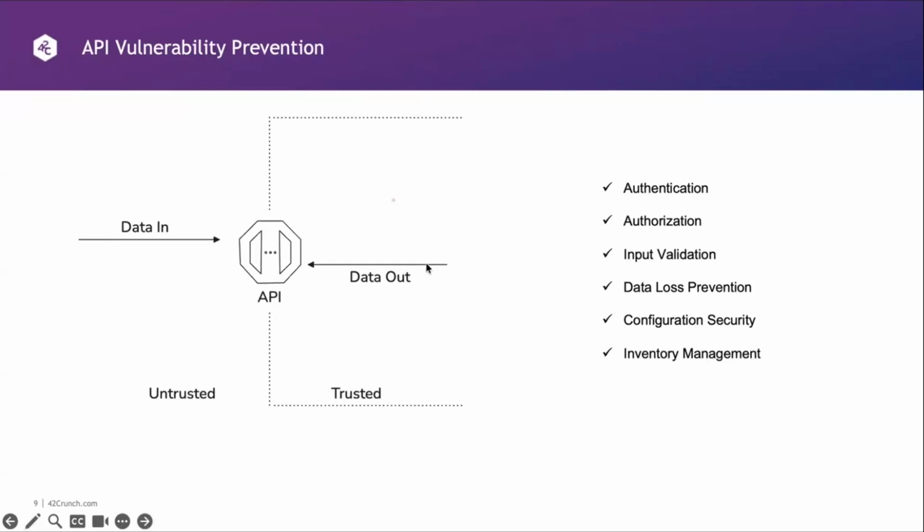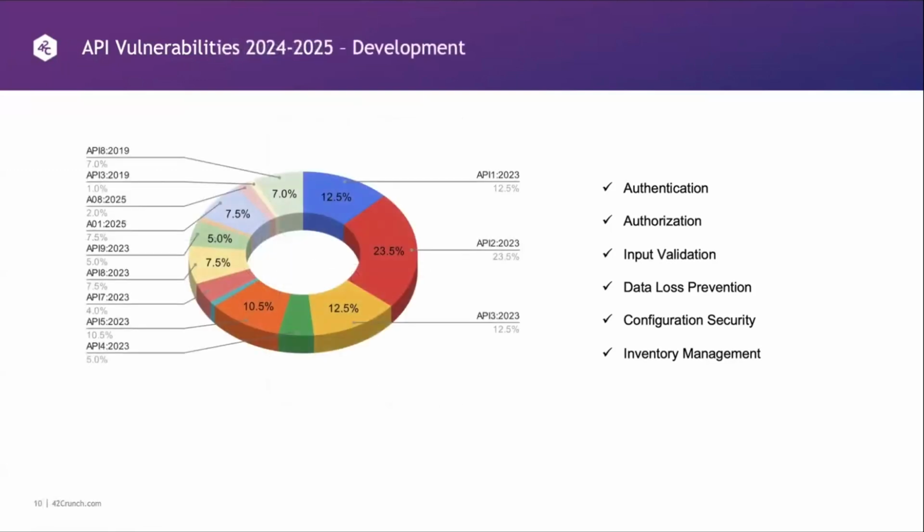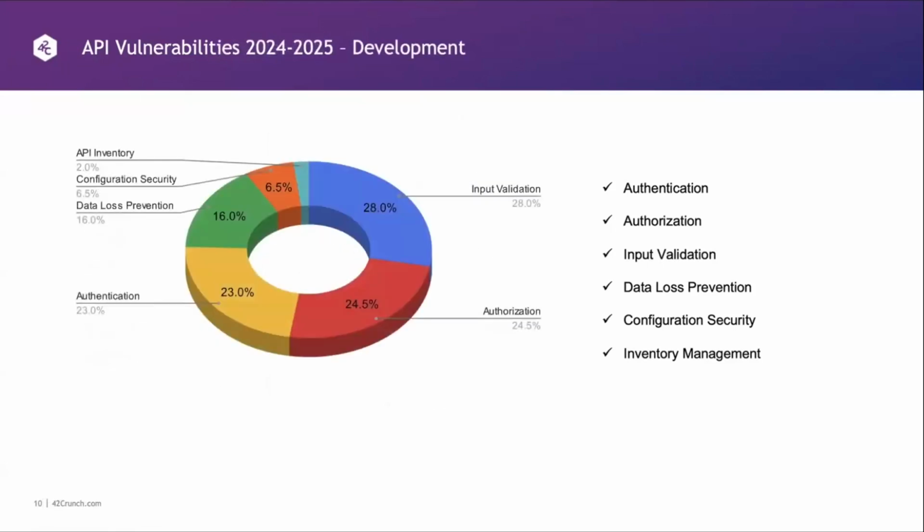So if these are the areas of responsibility for secure API development, mistakes made in these areas are what lead to vulnerabilities. When we went back and analyzed all of the cases that we found, these are the areas where mistakes are being made that need to be addressed in order to avoid vulnerabilities getting into production.